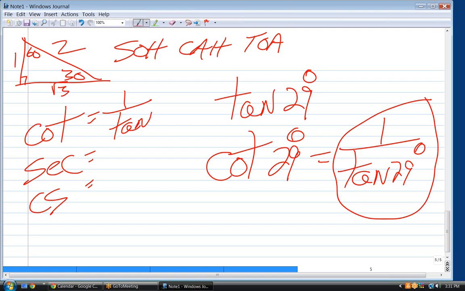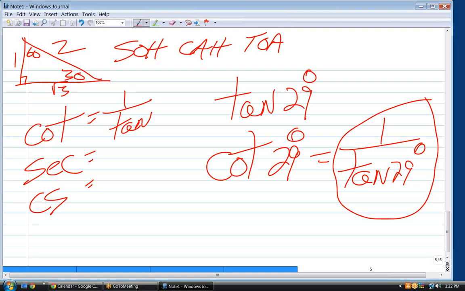So if you're doing angles that are some multiple of 30, 45, or 60, then you don't use your calculator. You use your knowledge of these two special triangles.